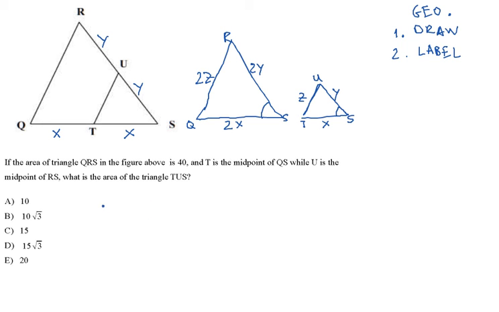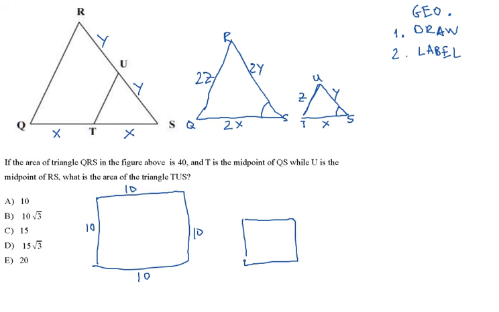Well, suppose that there is a square with sides of 10. So 10, 10, 10, and 10. Suppose there's another square with sides of 5. So 5, 5, 5, and 5. The area of the big square is going to be 100. The area of the small square is going to be 25.